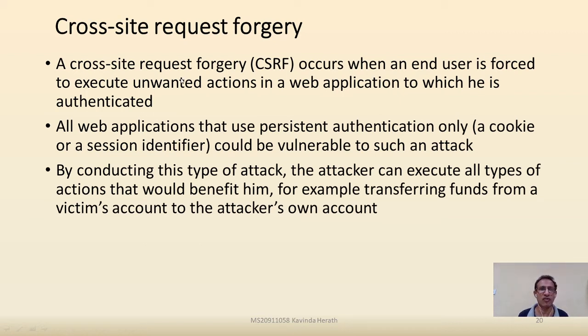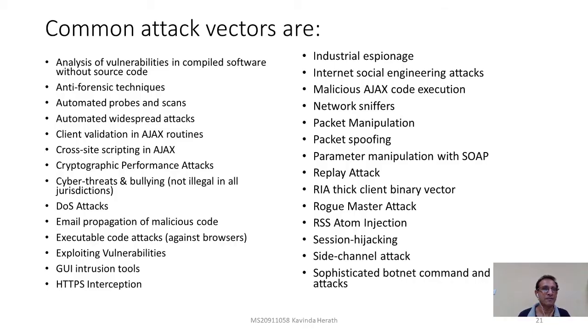Cross-site request forgery occurs when an end user is forced to execute unwanted actions in a web application to which he is authorized. All web applications that use persistent authentication only, such as cookies or session identifiers, could be vulnerable to such an attack. By conducting these types of attacks, the attacker can execute all types of actions that would benefit him, for example transferring funds from victims' accounts and taking over accounts. That is the worst scenario, particularly this one.